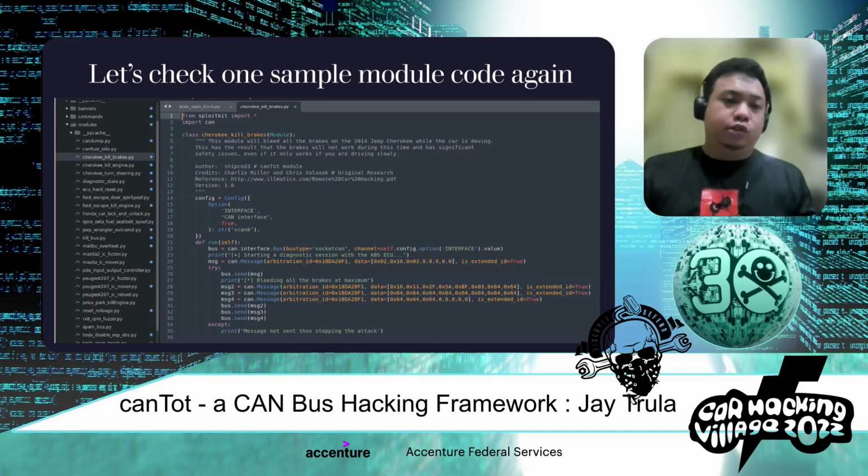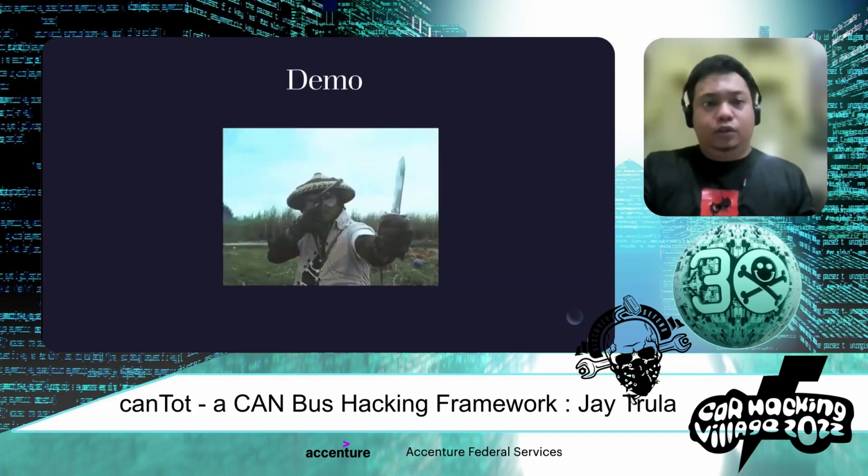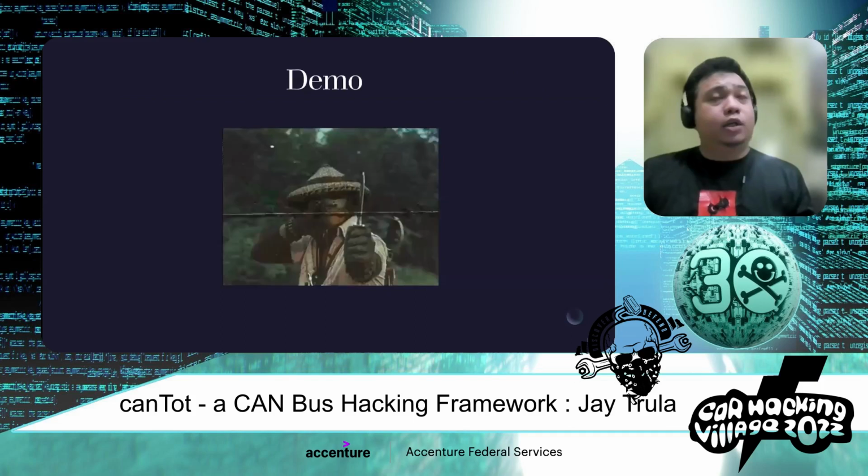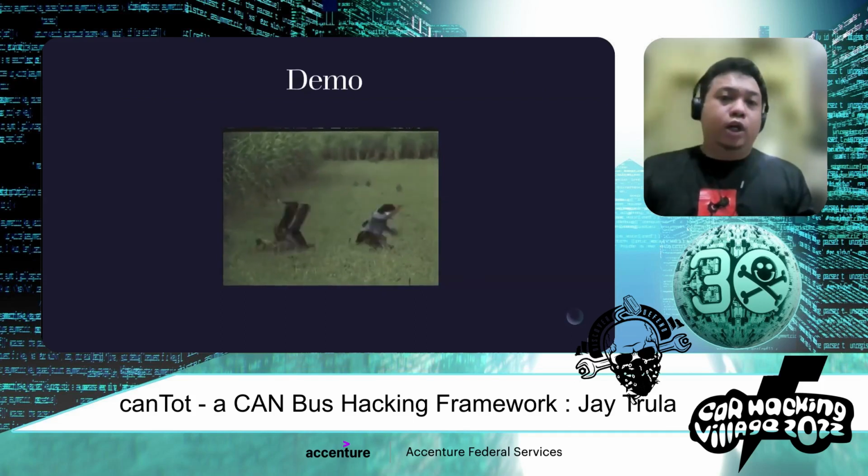So if you use this module, it will bleed all the brakes on the 2014 Jeep Cherokee while the car is moving. So that's the fun stuff that I've added in canTot. There are a lot of modules aside from that. So I'm gonna show a demo regarding the tool.